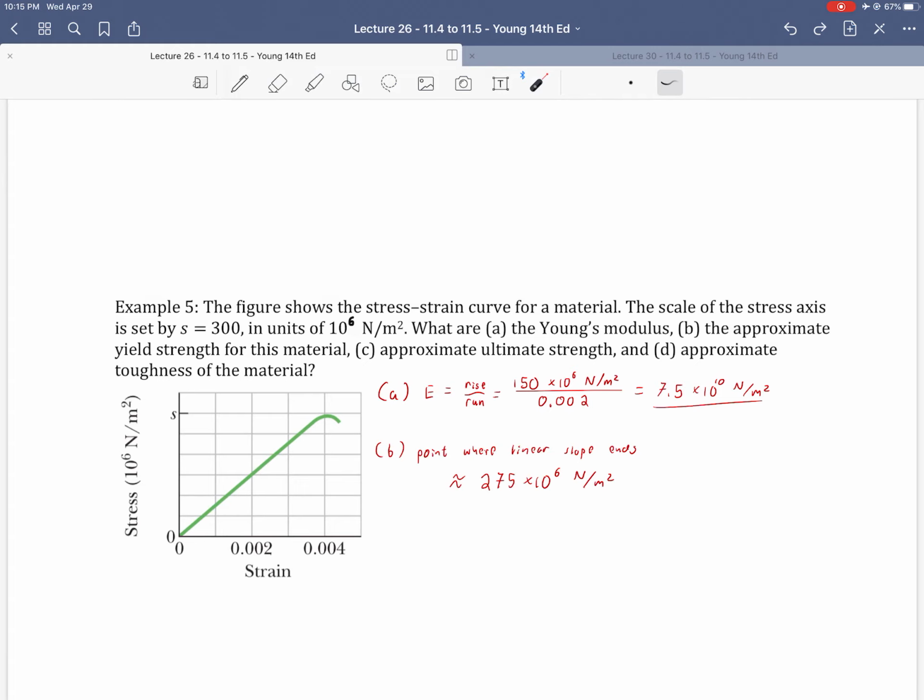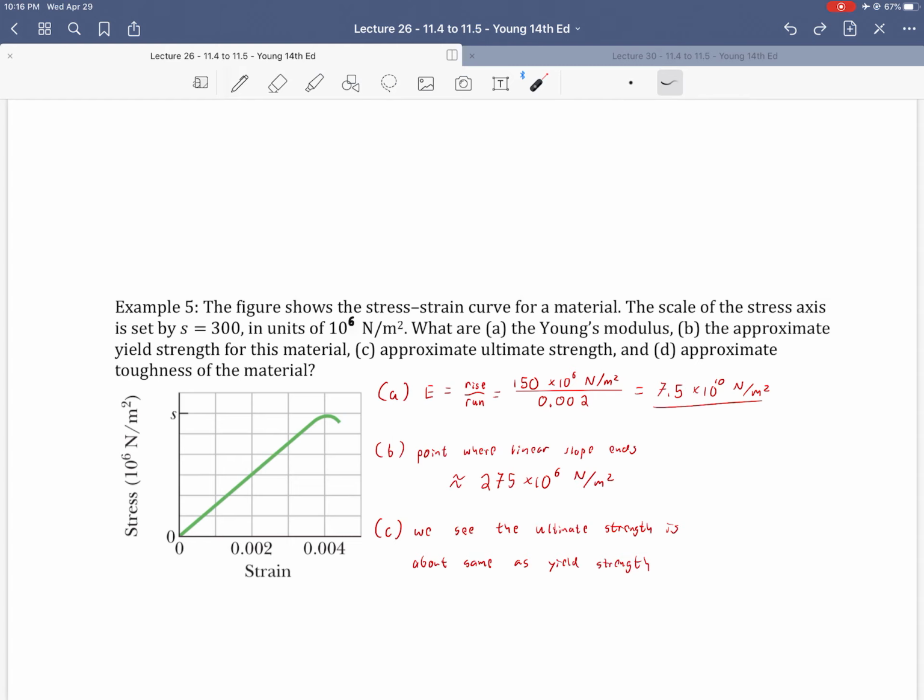All right, point B is the point where the linear slope ends. So we could approximate that as about 275. And again, that's saying that if S is 300, and then we know this is 150, then we know each step is 50. So it's kind of halfway between the 250 and the 300 million newtons per square meter, where we have the point where it stops being linear, right about there. And that's about 275.